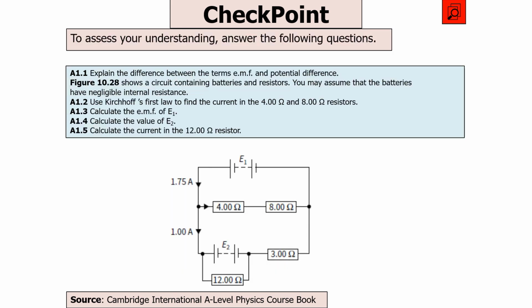The next question says, explain the difference between the terms EMF and potential difference. Then figure 10.28 shows a circuit containing batteries and resistors. You may assume that batteries have a negligible internal resistance. Firstly, use Kirchhoff's first law to find the current in the 4 ohm and the 8 ohm resistors. Then calculate the EMF of E1, then the value of E2, and then calculate the current in the 12 ohm resistor. So pause the video now, then unpause the video when you want to go through your answer.